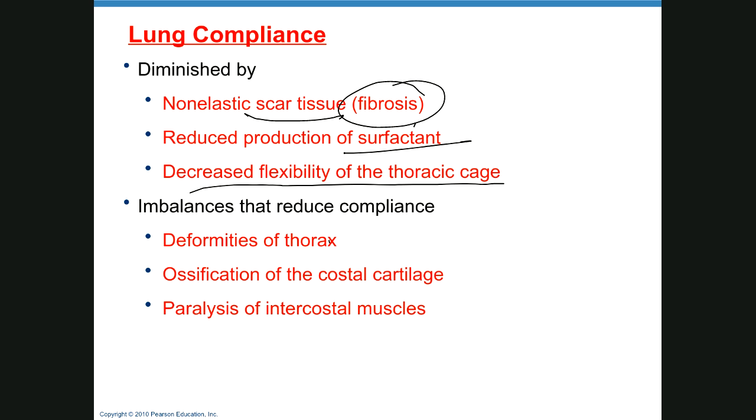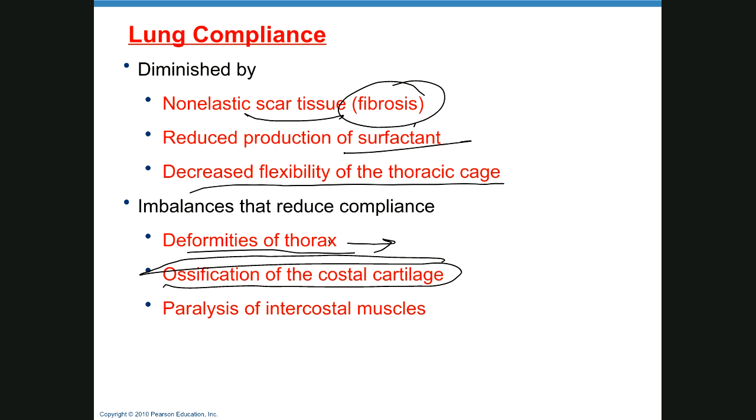Other factors that could affect lung compliance are deformities of the thoracic cavity, which could be due to scoliosis or kyphosis, an abnormal curvature of the spine. Especially if there's a pronounced abnormal curvature of the spine, it would definitely compromise compliance. Ossification of the costal cartilage. This is something that happens with age.